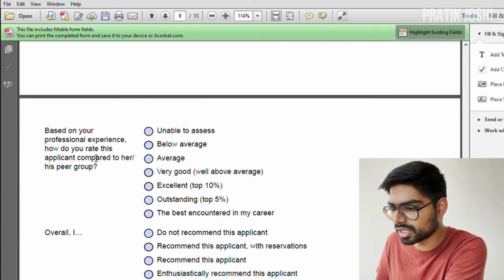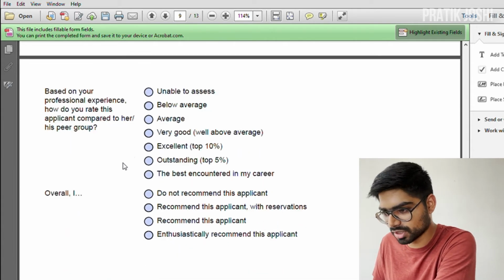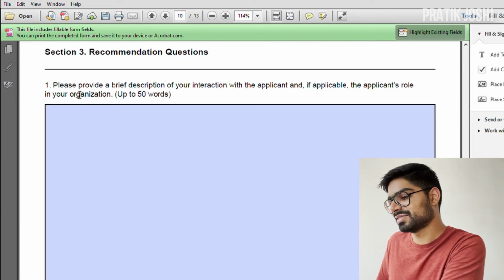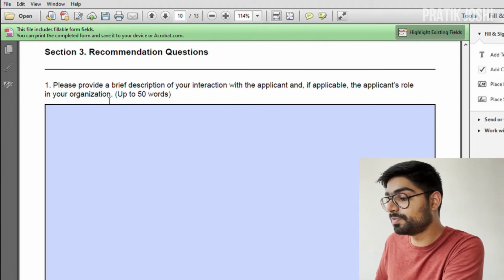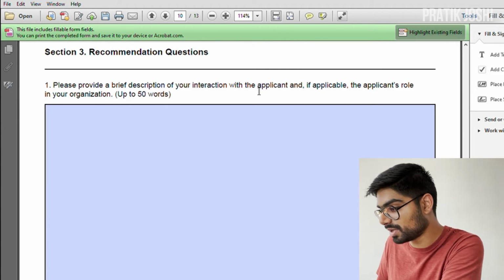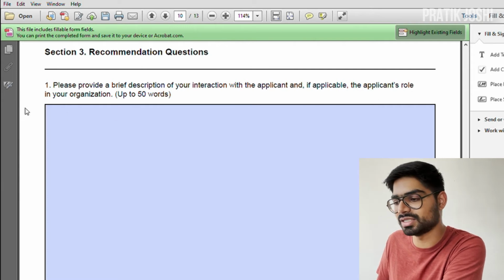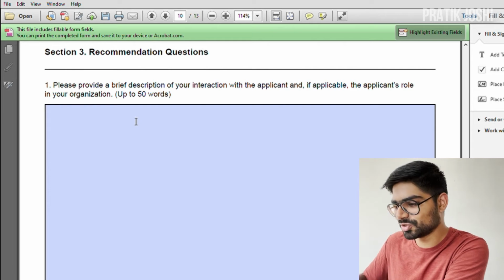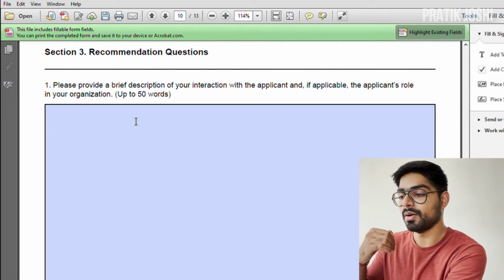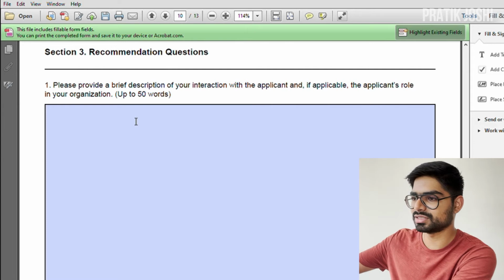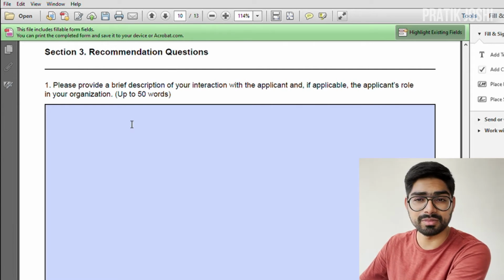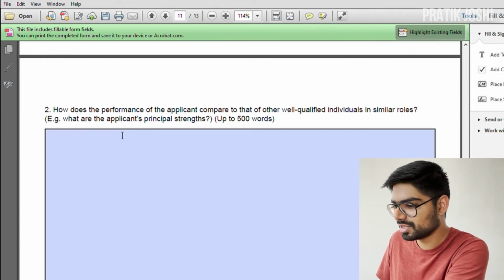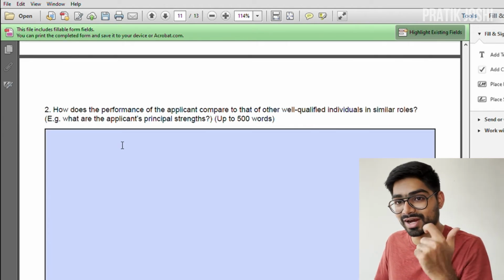Based on professional experience, how do you rate the applicant compared to his or her peer group? This is also very self-explanatory. Now come the essays. The form asks, please provide a brief description of your interaction with the applicant, and if applicable, the applicant's role in your organization. Since it is up to 50 words, the answer has to be very concise. Maybe: I was his project manager, he was under my supervision, and he performed an excellent job in whatever responsibilities he was given, the best we have seen. You need to use those effective words.